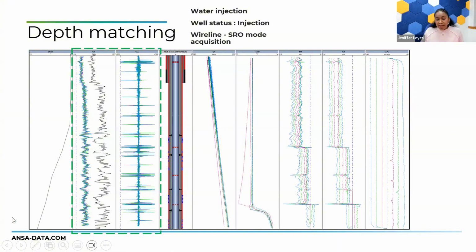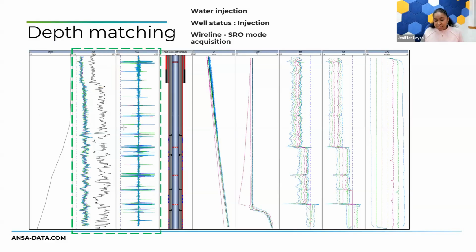With the data set that we have here on the screen, I'm going to highlight that we can see some good features that are correlating. Our curve in black is our gamma ray reference, and our other curves on the left are all our gamma rays from our different passes. We can see that they are correlating okay. They have been depth matched using the gamma ray.